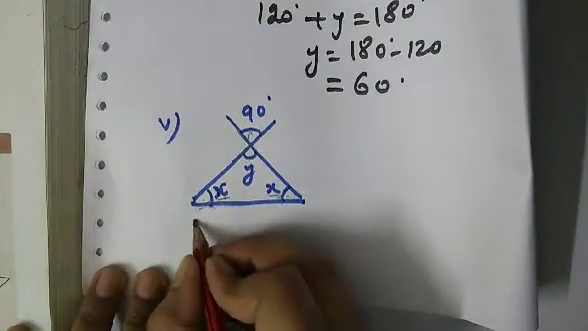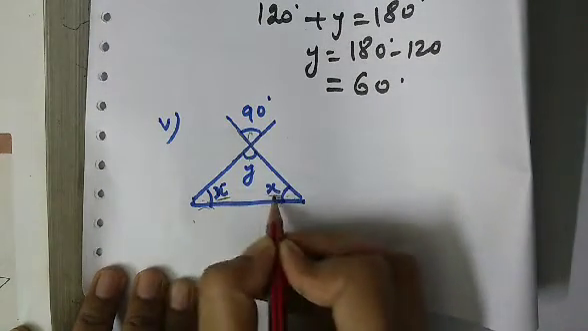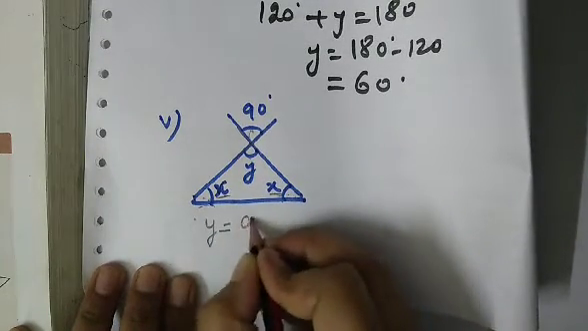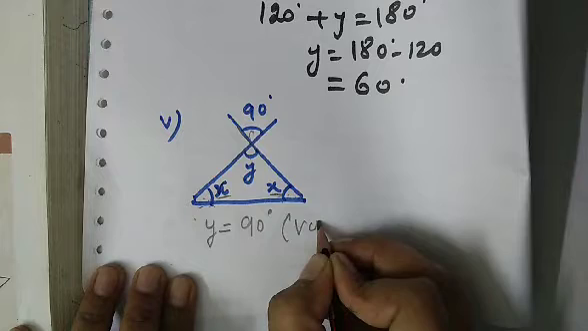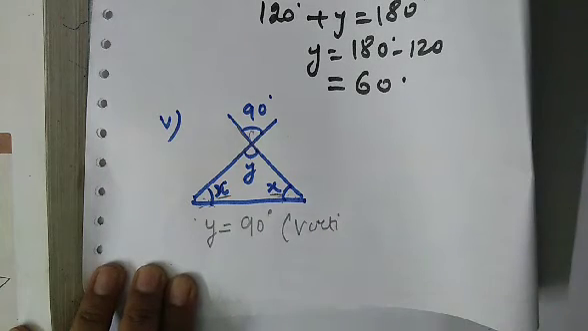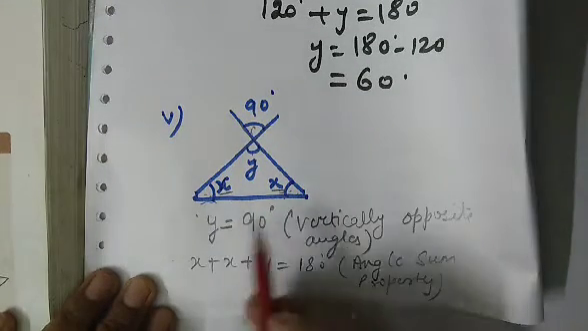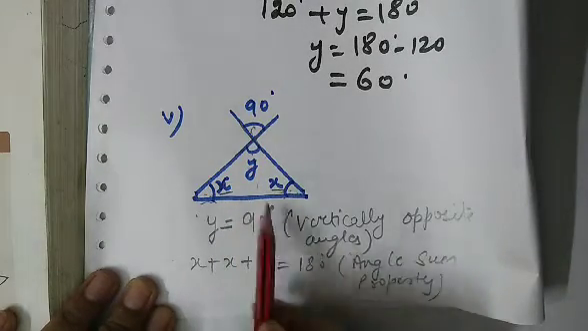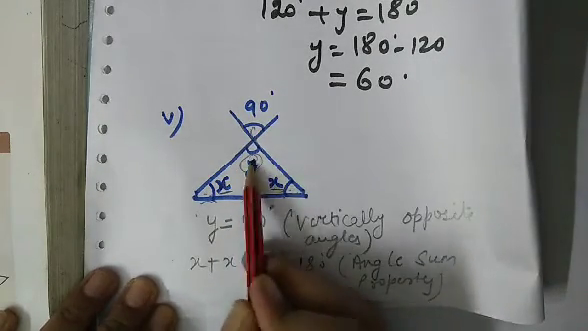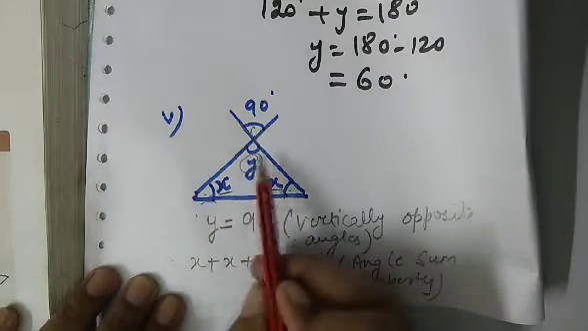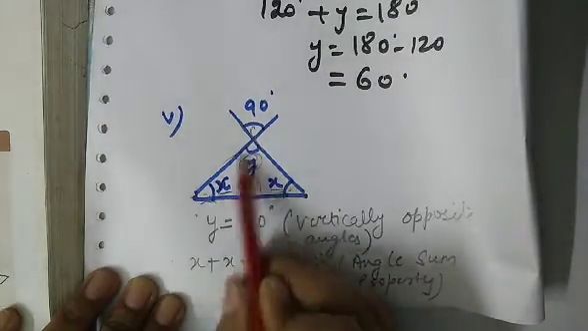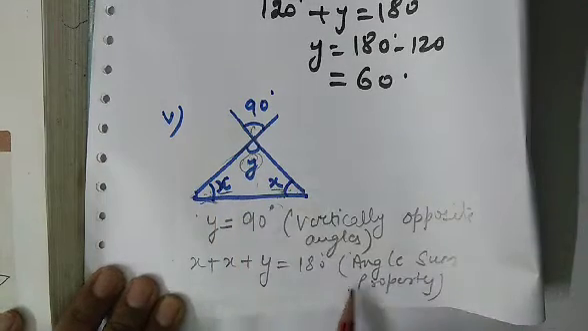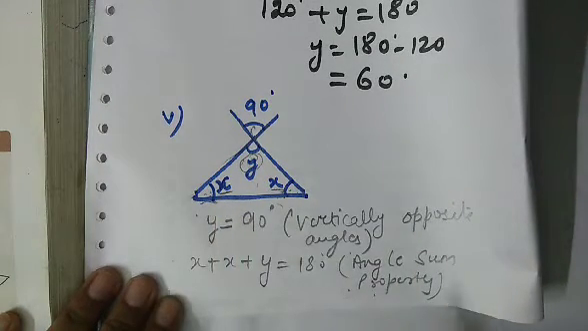So how will you write? First, for calculating x, I have to calculate y. So for y I will find y equal to 90 degrees. The reason you also have to mention: by vertically opposite angles. So I have mentioned the reason that y equals 90 degrees by vertically opposite angles. Now 90 degrees plus x plus x. These are the angles of a triangle. This triangle we have given and these are interior angles of a triangle. So their sum must be 180 because of the angle sum property, that also you have to mention.